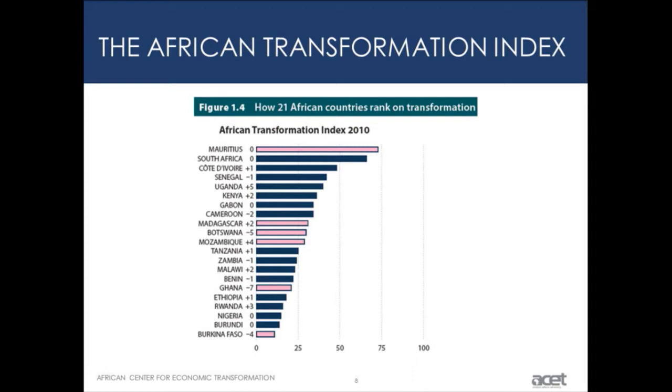So, for instance, Mauritius was number 1 in 2010, and also was number 1 in 2000, so its rank hasn't changed. Whereas Senegal is number 4 in 2010, but it used to be number 3 in 2000.